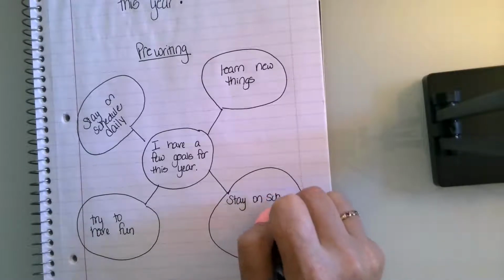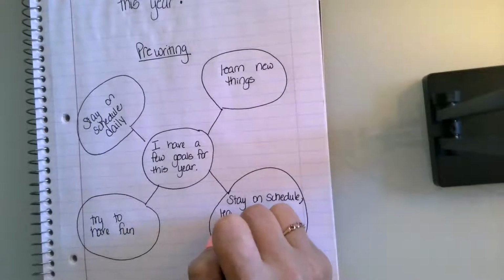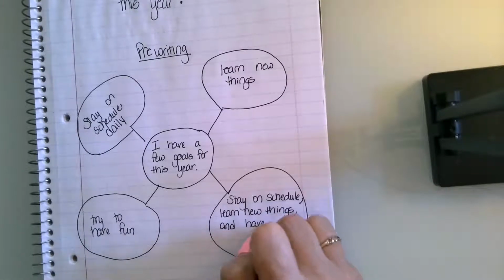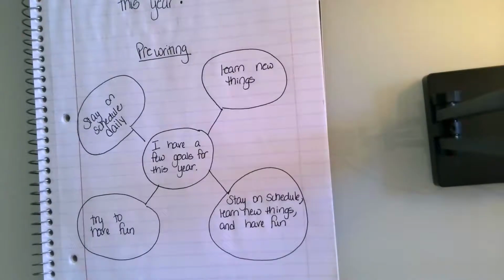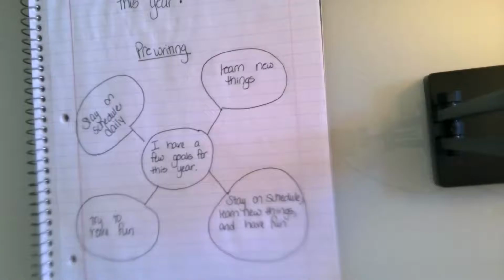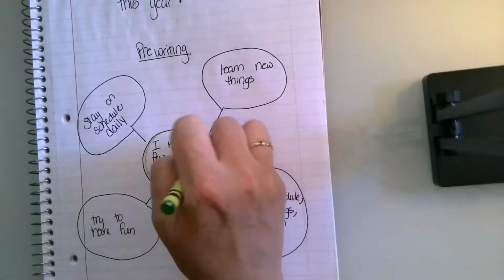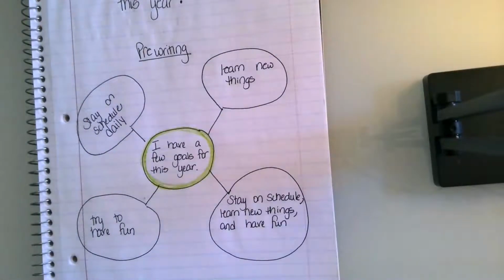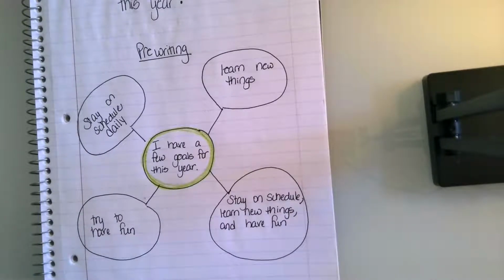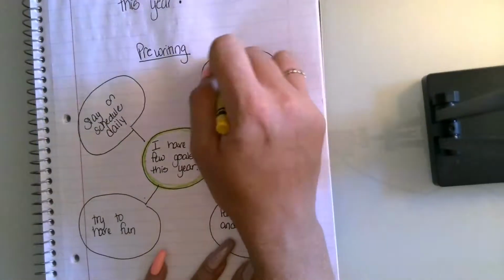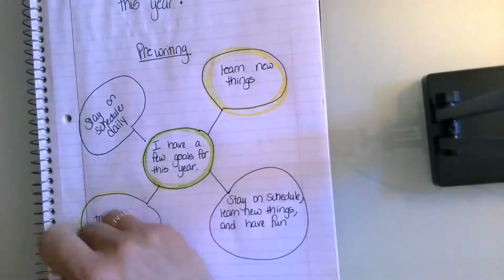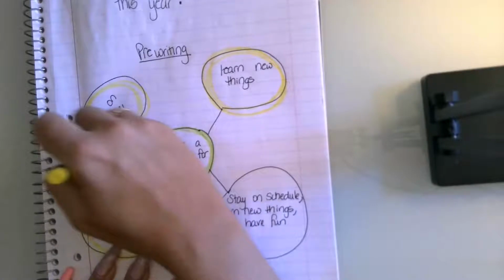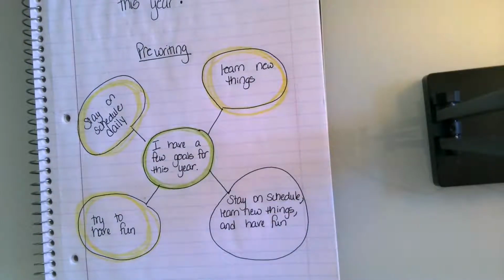Stay on schedule, comma, learn new things, comma, and have fun. All right. So then what I want you to do is get your crayons. You're going to put a green outline around your main idea. Green means go. It's our main idea. I want you to use a yellow around what we call your details. Your details are your three bubbles that explain your main idea. We're going to slow down and really talk about these, or really write about these in our writing, okay? So those are my three that I should color in yellow.